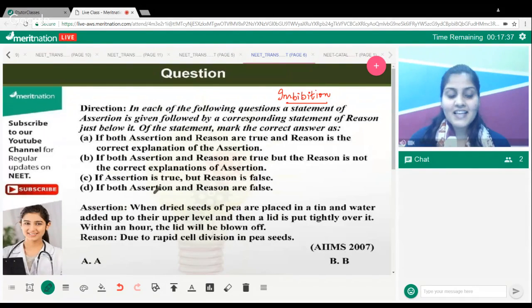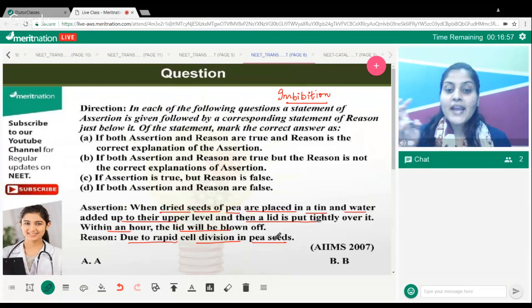Assertion says that when the dried seeds of pea are placed in a tin, and you are adding water up to their level, and then the lid is put tightly, after an hour, you will find that the lid will be blown off. Do you think it is possible? I mean, pea plants are having some nuclear energy in them. Pea plants are having nuclear energy, and when you try to cover them, they become rebellious. I don't want to be covered, and they will blow off the lid. Is that right? Think. And reason says that it is because of rapid cell division in pea cells.